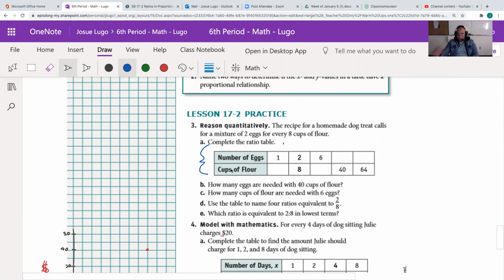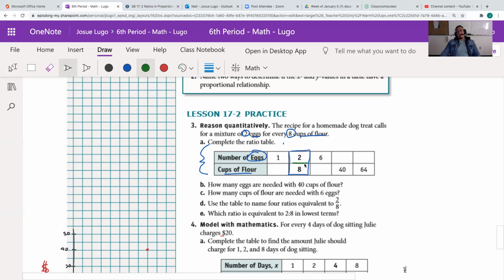So number 3 reads, the recipe for a homemade dog treat calls for a mixture of 2 eggs for every 8 cups of flour. Notice that those are my 2 variables, eggs and cups of flour. In this table, which is known as a ratio table, they already filled in the 2/8 for us. We have 2 eggs for every 8 cups of flour. Now, ladies and gentlemen, let us treat that like a ratio, like a fraction. We have 2/8.